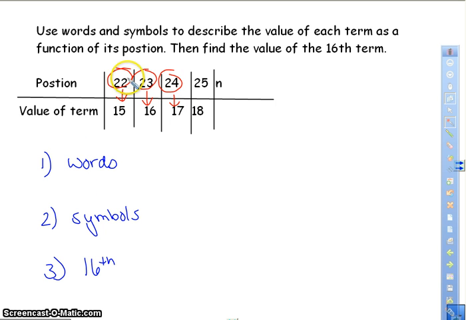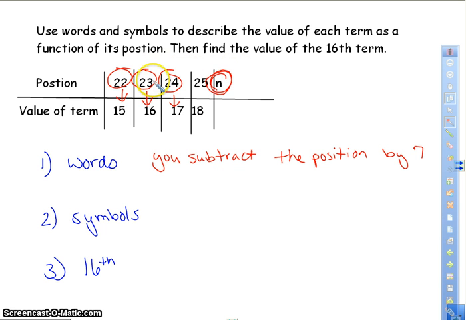Okay, so my 22 is larger than 15, so I know I'm either subtracting or I'm dividing. So I'm going to try subtracting first. And I know if I take 22 minus 7, you get 15. Okay? If I take 23 minus 7, you get 16. If I take 24 minus 7, you get 17. So in words, we're going to say you subtract the position by 7.